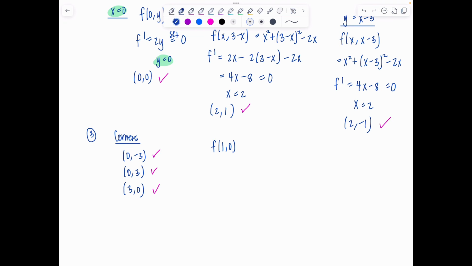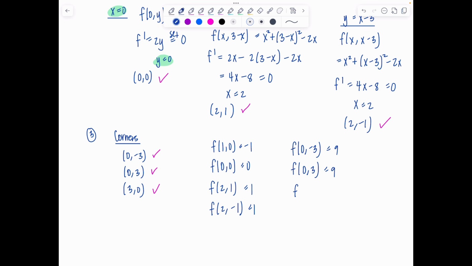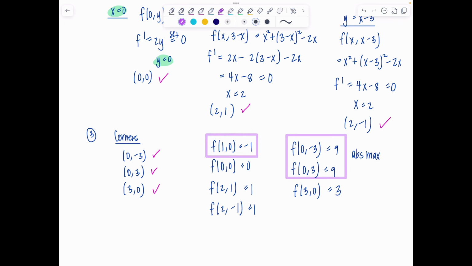So f of 1, 0 is negative 1. f of 0, 0 is 0. f of 2, 1 is 1. f of 2, negative 1 is 1. f of 0, negative 3 is 9. f of 0, 3 is 9. And f of 3, 0 is 3. So our absolute max is 9, and it occurs at 0, plus or minus 3. And then the absolute min is negative 1, and it occurs at 1, 0. Good?